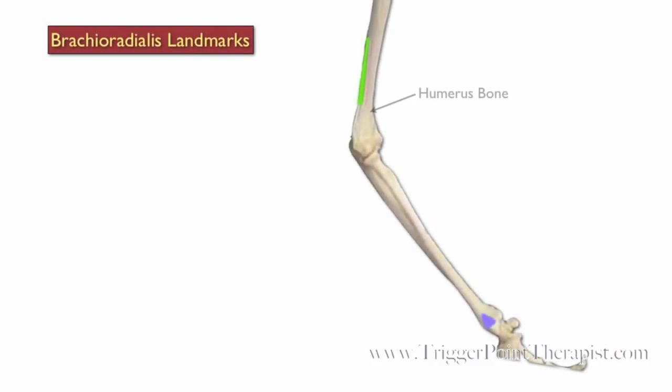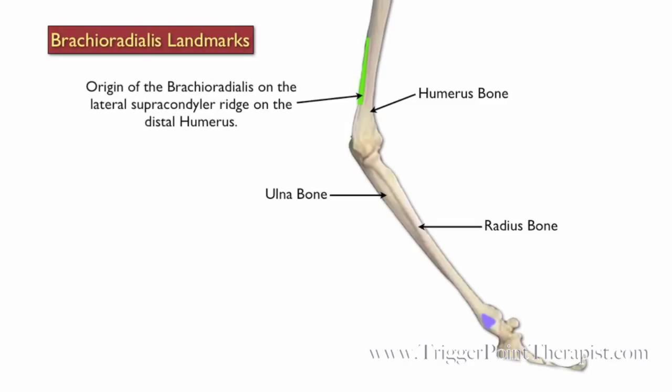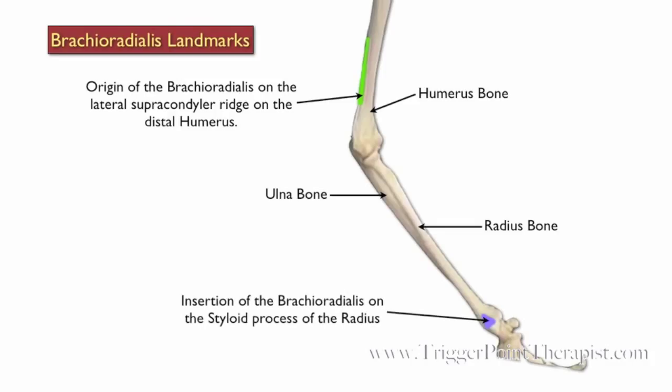Let's take a look at the landmarks for the brachioradialis. First, we have the humerus, the radius, and the ulna. In green, you'll see the origin of the brachioradialis located on the lateral supracondylar ridge of the distal humerus. And in purple, we have the insertion of the brachioradialis on the styloid process of the radius.